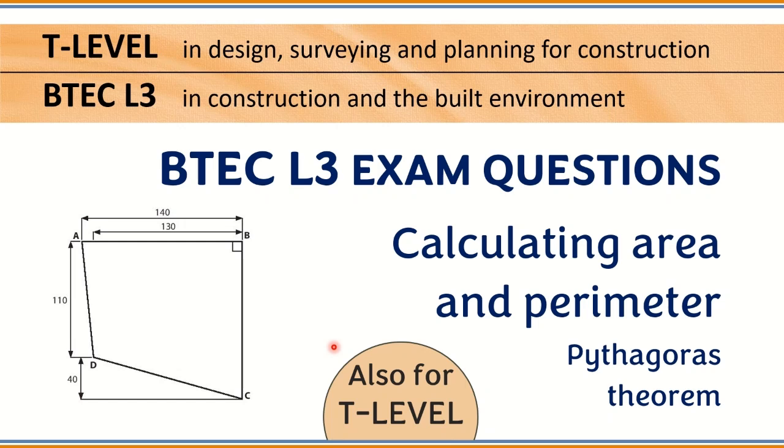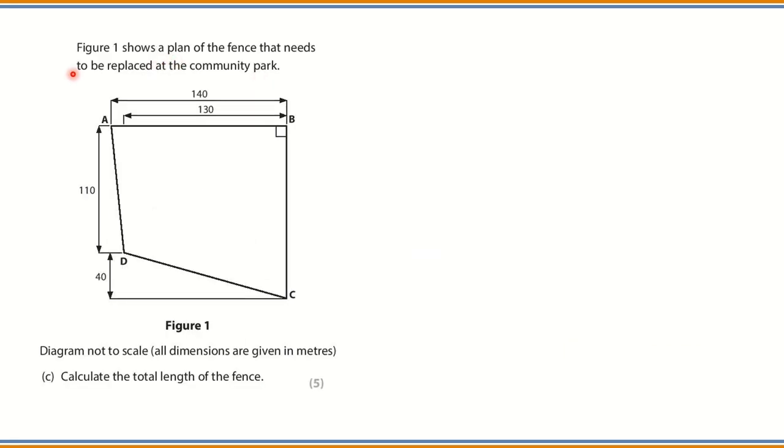In this video, I'm going to solve a question that is part of the BTEC Level 3 exam on Unit 1, Construction Principles, where I will have to calculate the perimeter of this shape. Figure 1 shows a plan of the fence that needs to be replaced at the community park. So we need to calculate the perimeter of this shape.